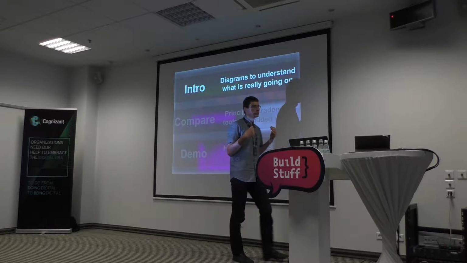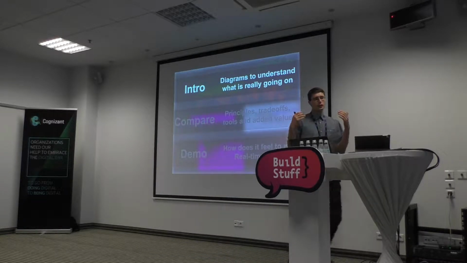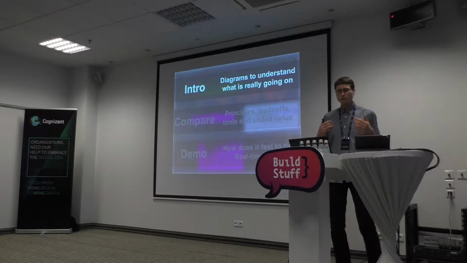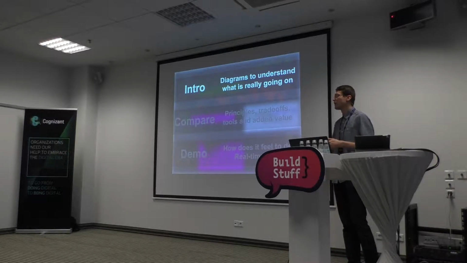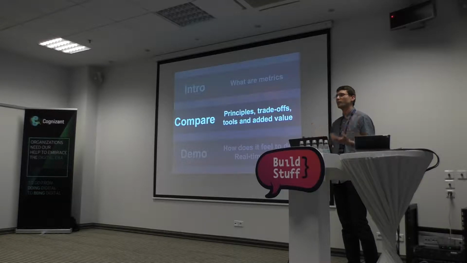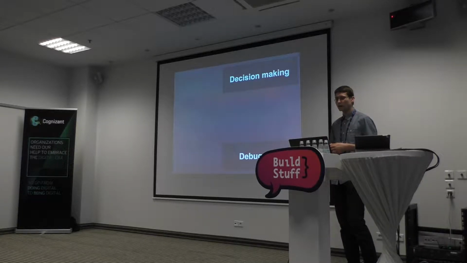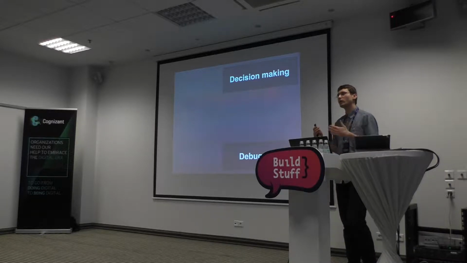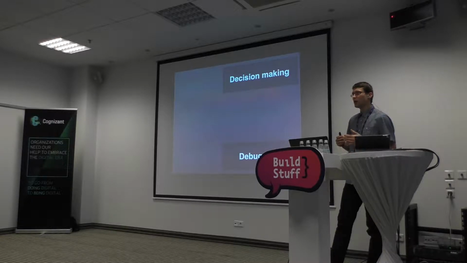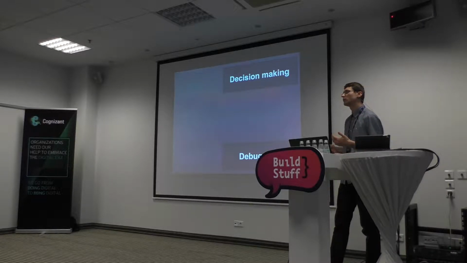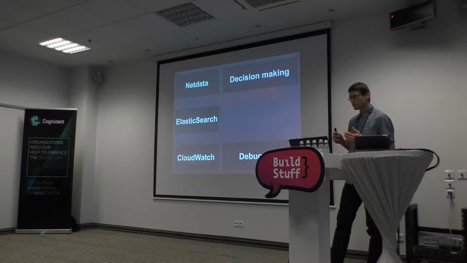Now you should have a simple understanding of what metrics are and what they can do. And now that I've proposed that real-time metrics are a good thing, it's time to compare them in some real use cases. I will be talking about two subtopics: decision making and debugging. And to illustrate those, I will use three tools.